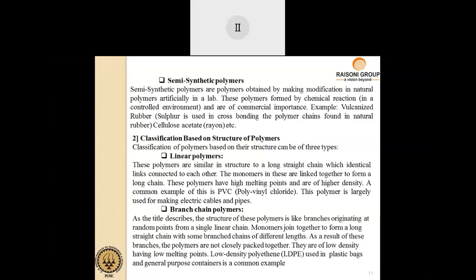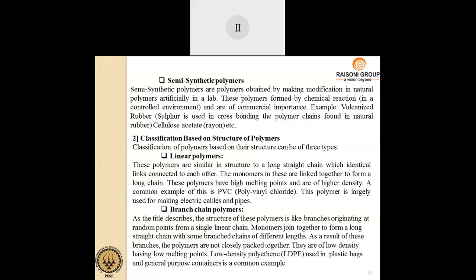In linear polymers, the structure is similar to a long straight chain with identical links connected to each other. So they are long chains, similar in structure to a long straight chain, with just a number of these small units linked together to form this long chain. This is called linear polymers.